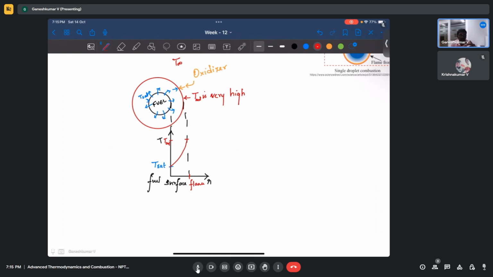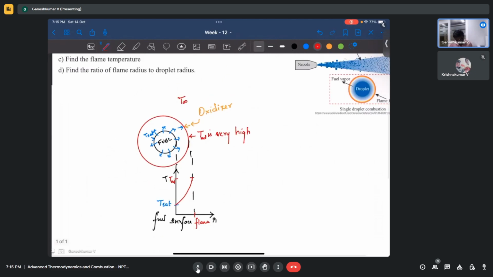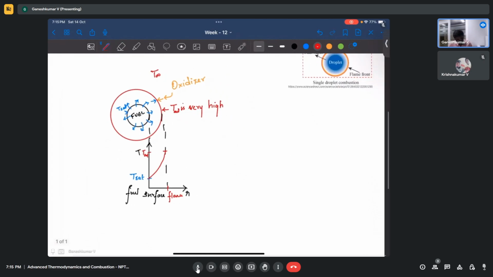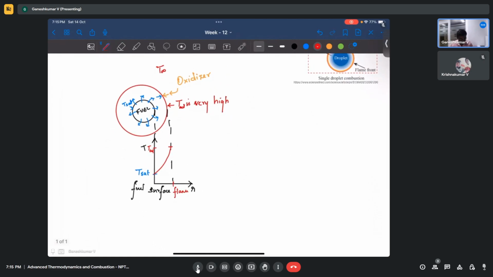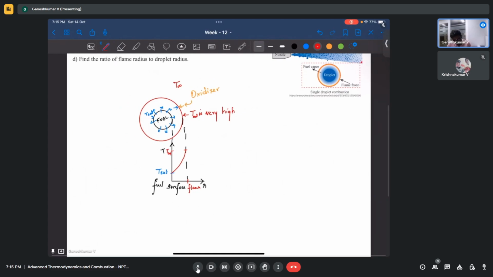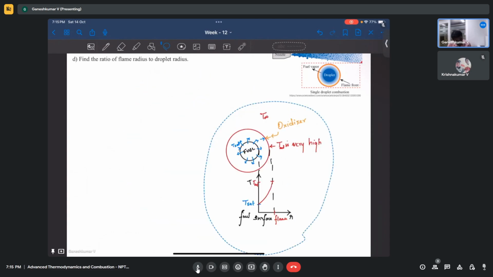So in droplet combustion, what happens is a phase change happens and the gas phase chemical reactions happen. So this is the concept. I was just refreshing the concept for you, how it actually happens. So we will keep this in mind for solving today's question. Okay, so let's keep this aside.